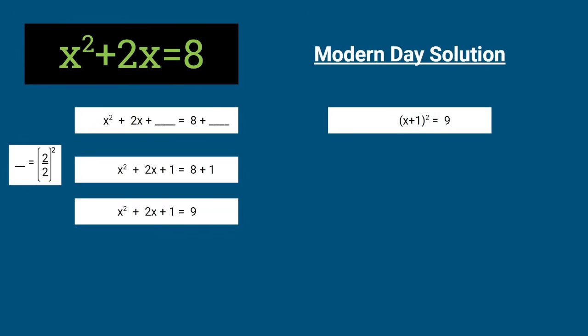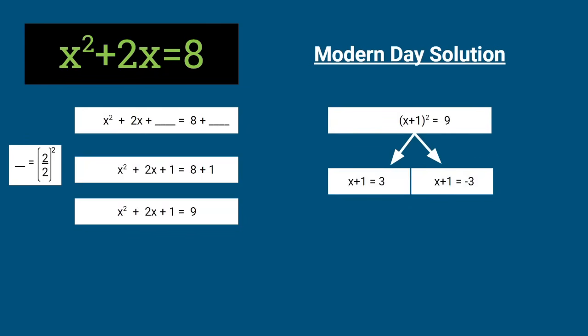If we factor this perfect square, we could then square root the 9, and in modern day math, we know that this results in 2 possible solutions, where x plus 1 is equal to 3, or x plus 1 is equal to negative 3. And solving for both, we could get that x is equal to either 2 or negative 4. Using Al-Khwarizmi's method, we were able to get to the positive solution of this equation.